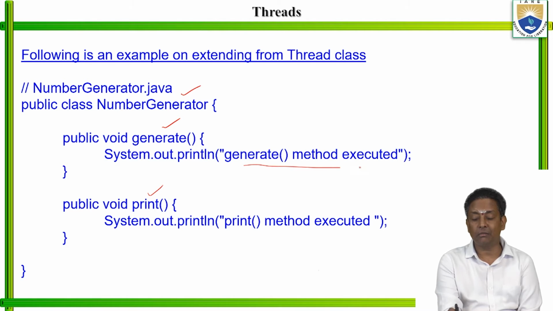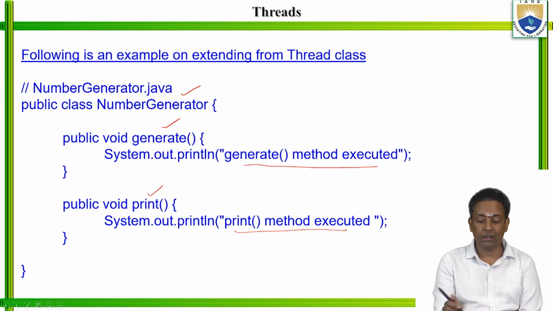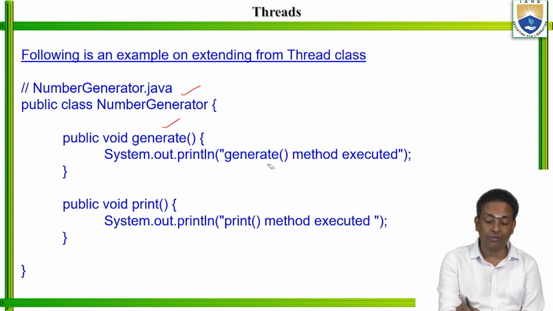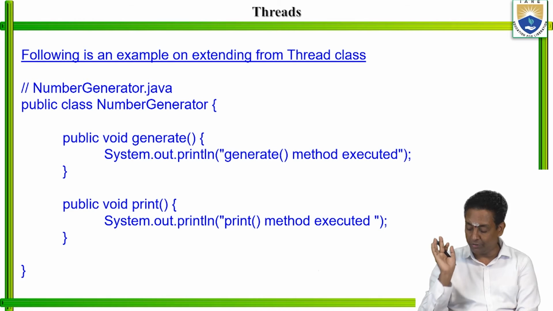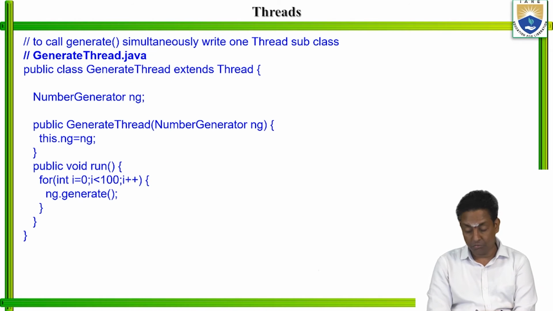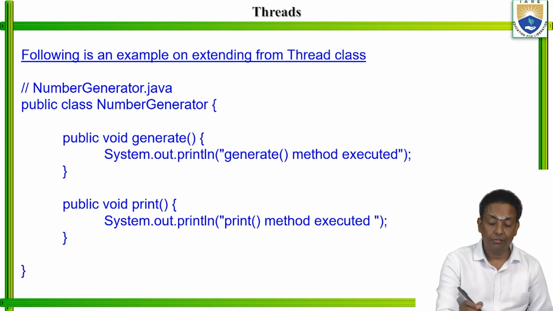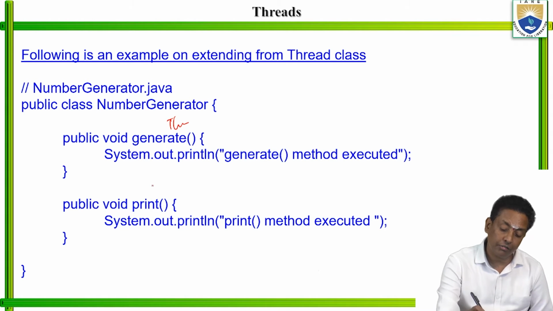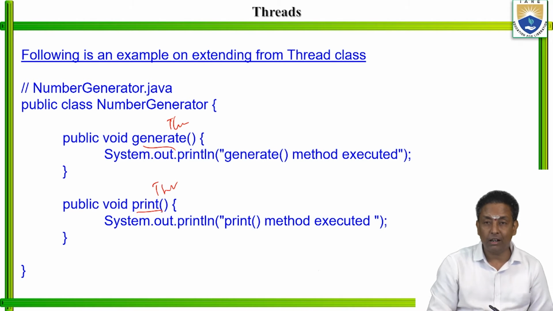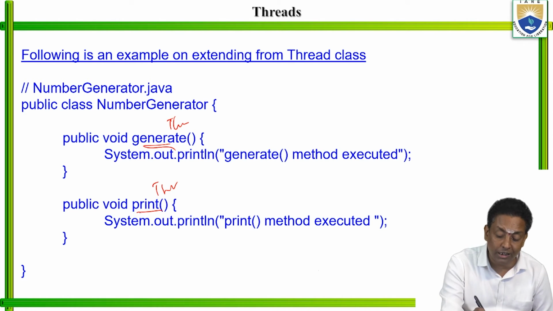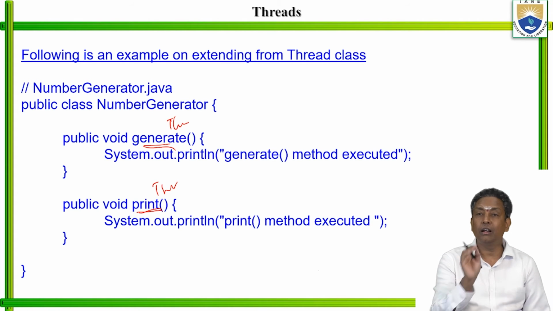The generate method prints, generate method executed. The print method prints, print method executed. That's only two statements, two methods, each with one statement. Now, how many threads are required? For the generate method, one thread is required. For the print method, one thread is required, because these two methods are independent and we want to run them simultaneously.